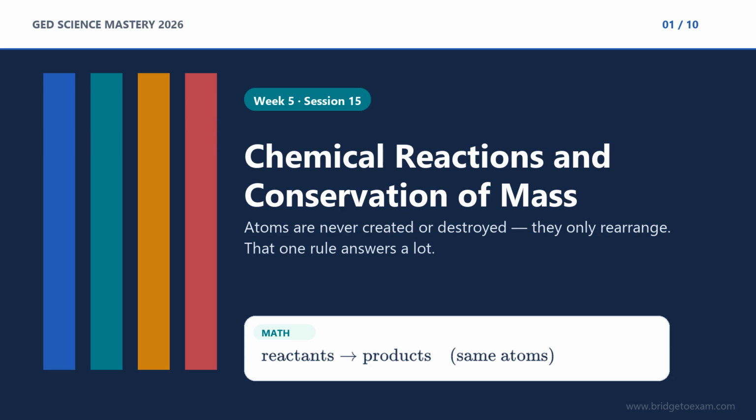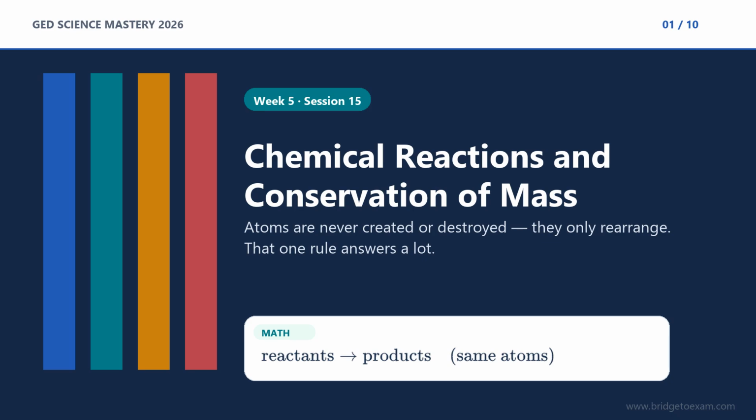In a chemical reaction, substances rearrange into brand new ones, but the atoms themselves are never created and never destroyed. That single rule is called the conservation of mass, and it powers a whole set of GED questions, including the classic, what total mass of product forms? Today, we make that rule completely automatic.